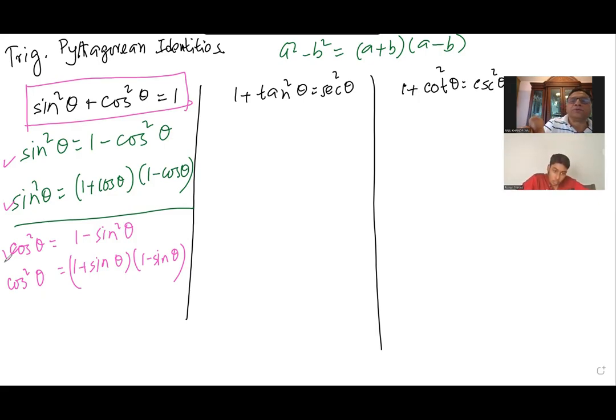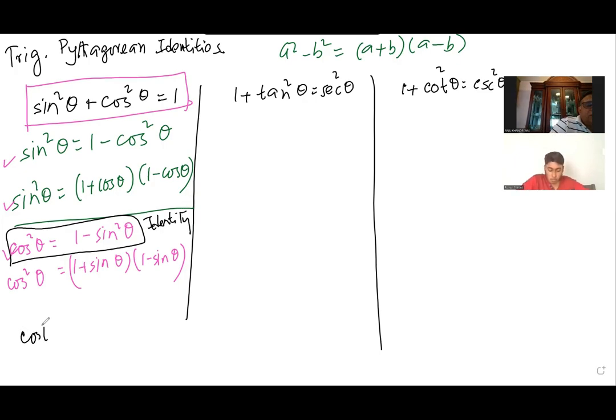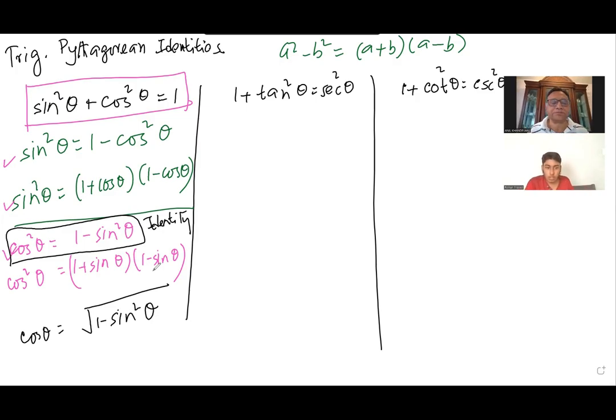Now here's the question for you. Cos squared theta, you know, is 1 minus sine squared theta, correct? Yeah. And this is an identity, always true. I'll give you an equation: because cos squared theta is 1 minus sine squared theta, if I write cos theta equals the square root of 1 minus sine squared theta, will this be an identity? Is this equation an identity?